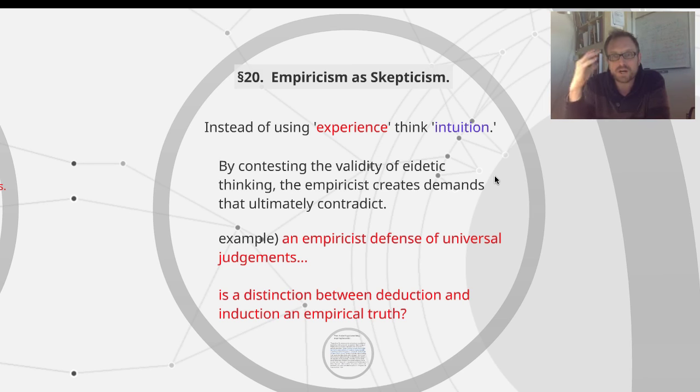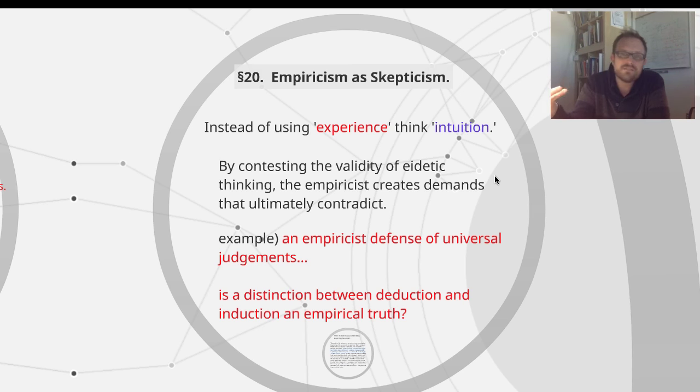The empiricist would argue that in order for something to be a true judgment, that judgment must be in conformity with experience, and that that is a universal judgment, and that for the empiricist, the criteria of experience is a universal criteria, right? The empiricist makes the universal judgment that all knowledge must derive from experience.